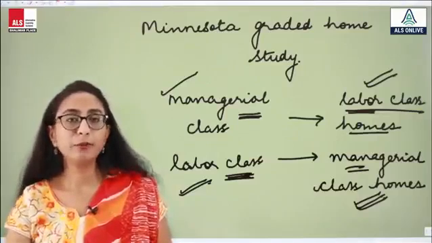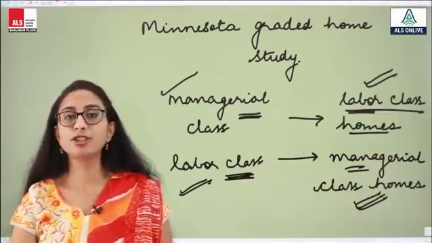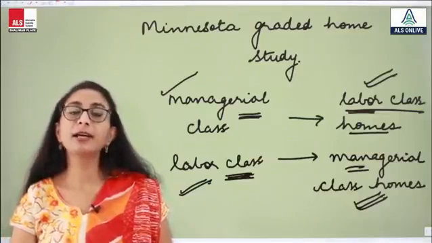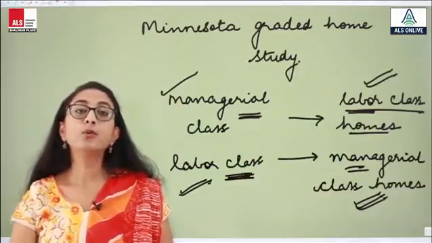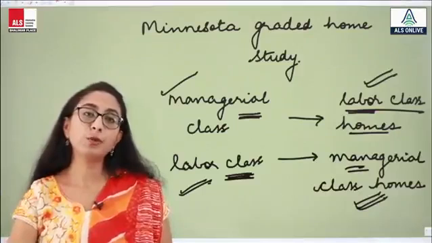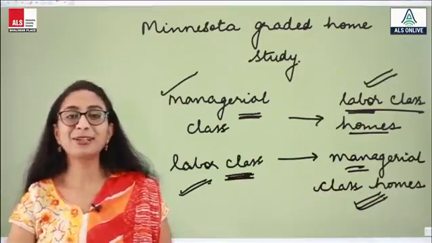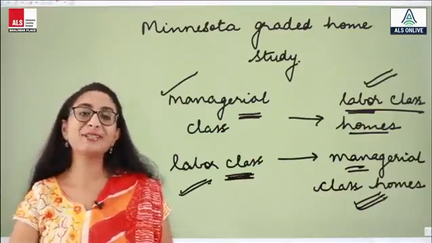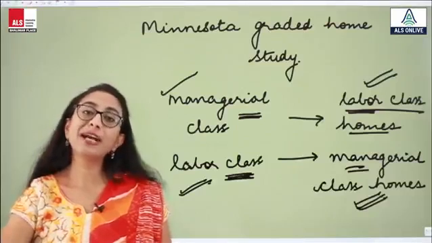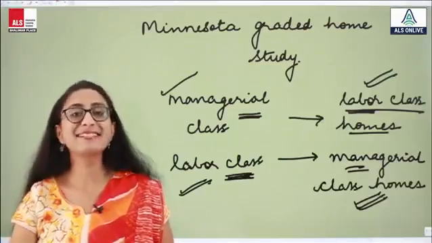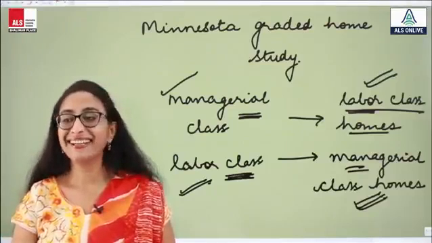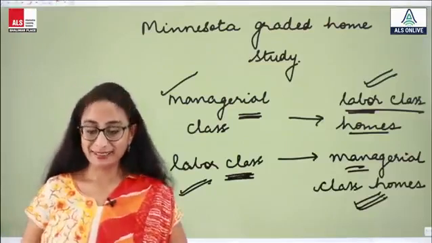Then further we discuss the foster child. What is the meaning of foster child? That is adopted child, right? So using Chicago studies, we try to understand to what extent environment plays a role in intelligence. And then in Minnesota graded home study, we try to understand to what extent genetics plays a role in intelligence. It's as simple as that. Fine. Shall we proceed?